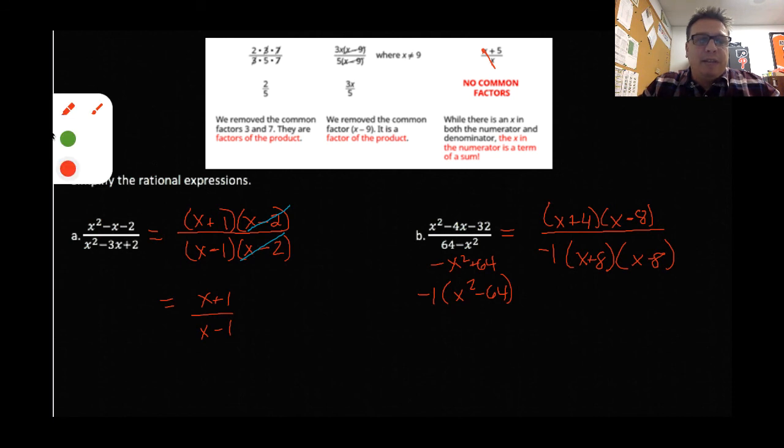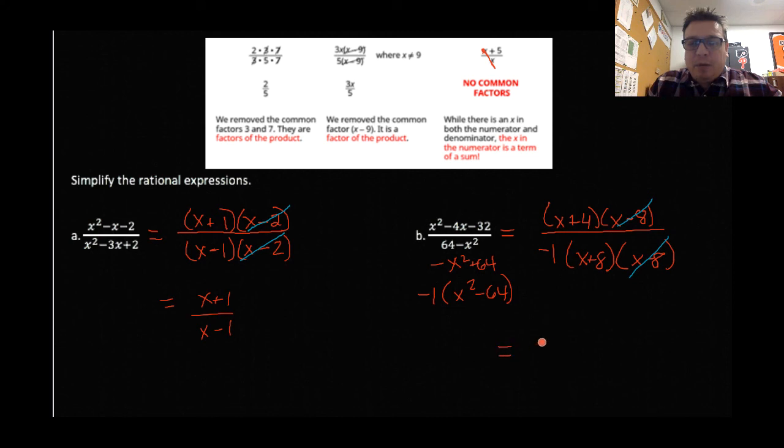So now I've got everything as factored as far as I can go, and now what I need to do is get rid of the common factor. So this is a common factor with this, so then I'm just left with what we have written here. I've got the x plus 4 in the numerator, I've got a negative sign, and I've got an x plus 8. We always want to bring that negative sign out in front of the fraction. So now I have negative x plus 4 divided by x plus 8.